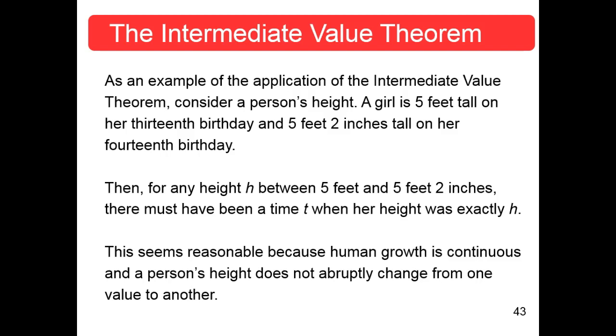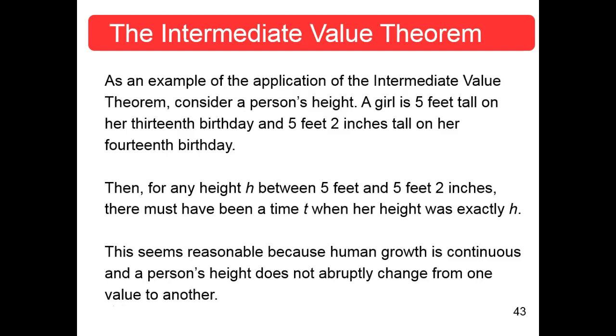As an example of the application of the intermediate value theorem, let's consider a person's height. Okay? A girl is 5 feet tall on her 13th birthday and 5 feet 2 inches tall on her 14th birthday. Okay? Now, somewhere in between her 13th birthday and her 14th birthday, she was every little fraction of a height in between those two. She didn't suddenly jump up and skip 5 feet 1 1/2. Okay? She couldn't. She had to go completely through that. Sort of a dumb example, but it's there.